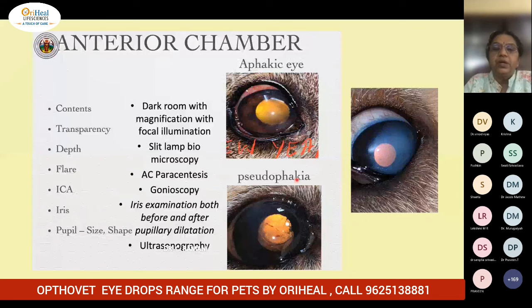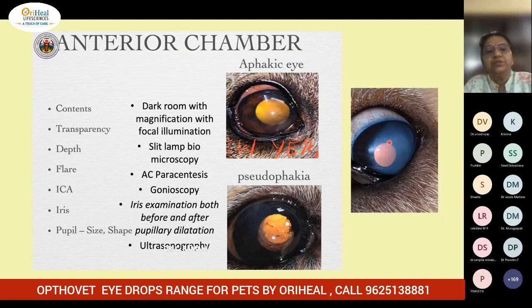So this is the animal after the surgery. There is no lens in this. Okay, so this is an aphakic eye. And this is a pseudophakic eye. You can see an intraocular lens in its place. So this is all pseudophakia. That means a lens is there, but it is an artificial lens.